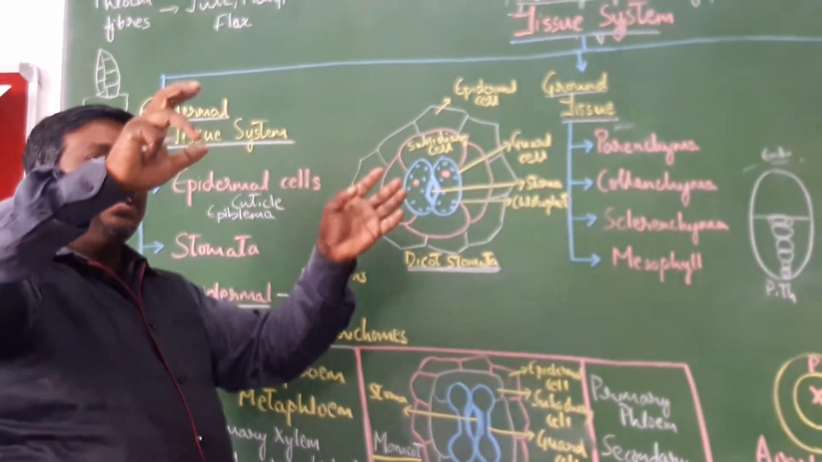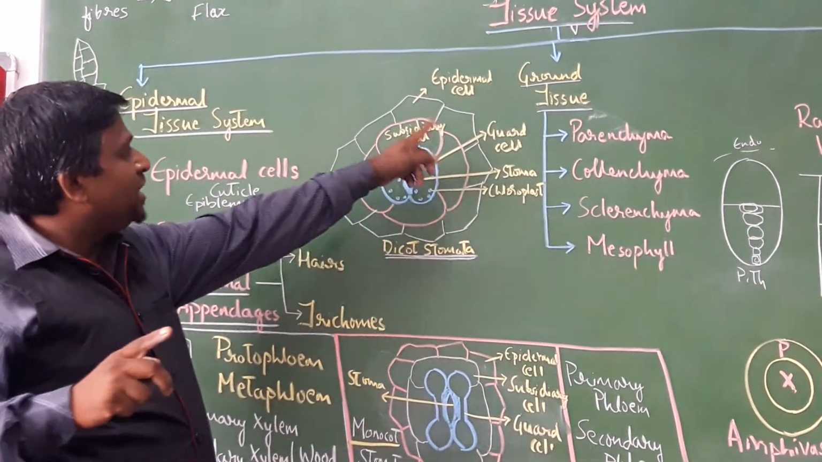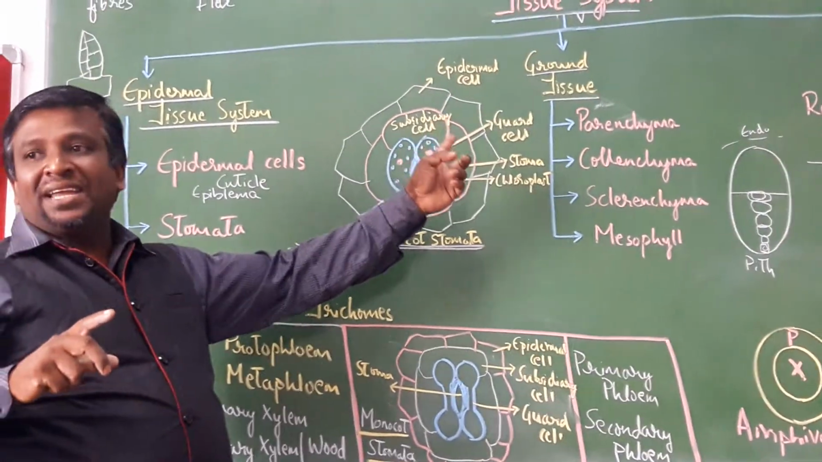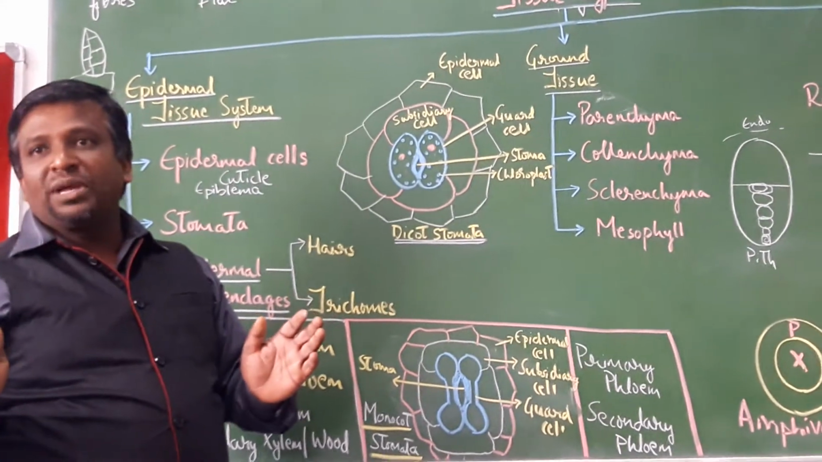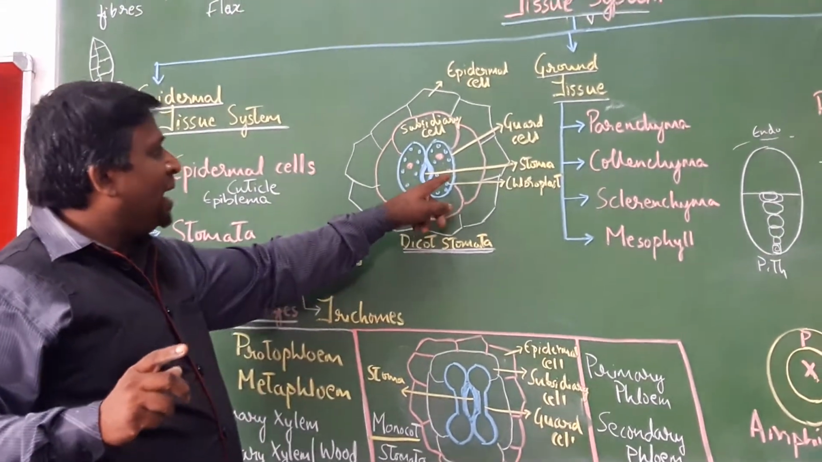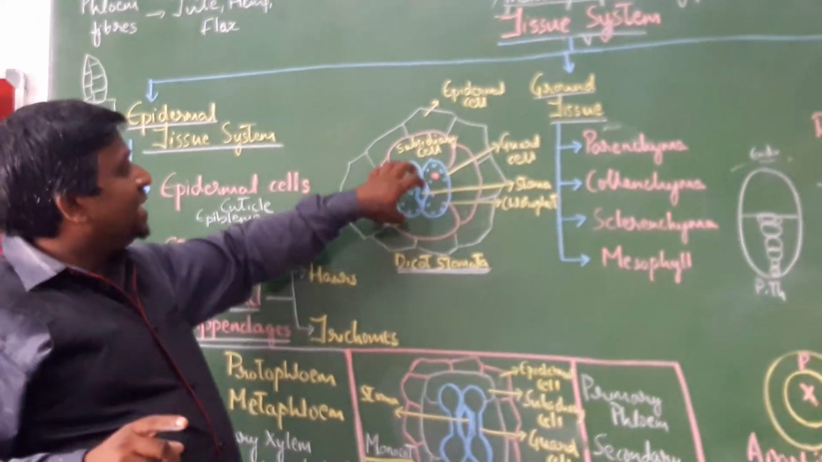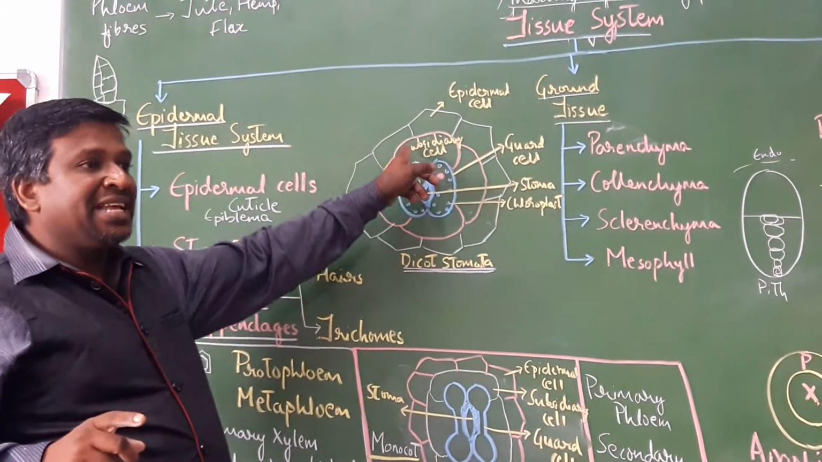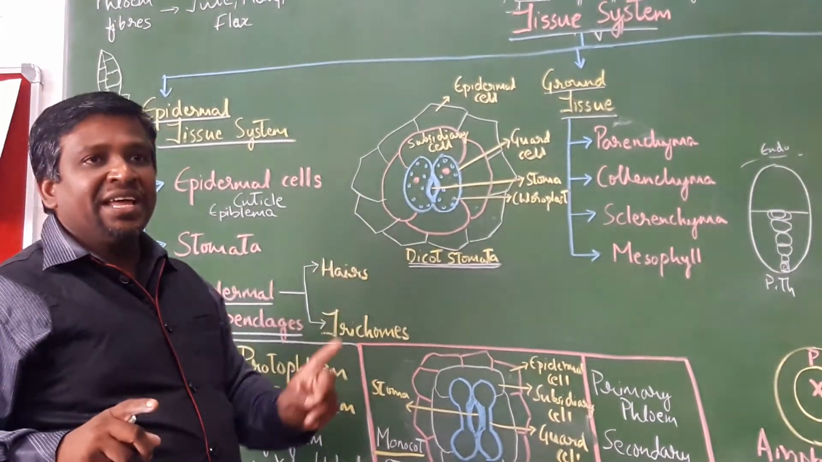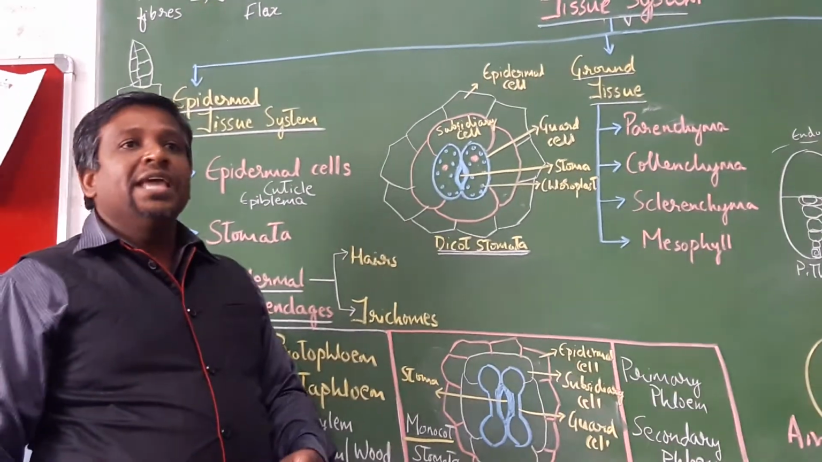See this opening, what do we call it? Stoma. The complete structure, what do we call it? We call it the stomatal complex, which includes the stoma, guard cells, subsidiary cells, and epidermal cells. The guard cells are surrounded by cells which we call subsidiary cells. Outside the subsidiary cells, you have the epidermal cell.